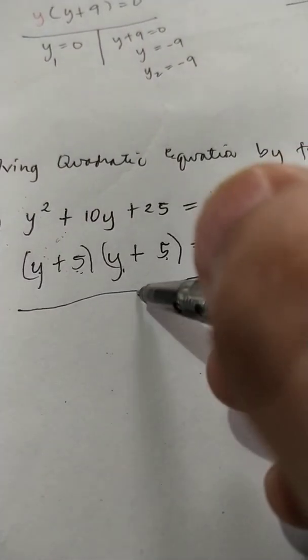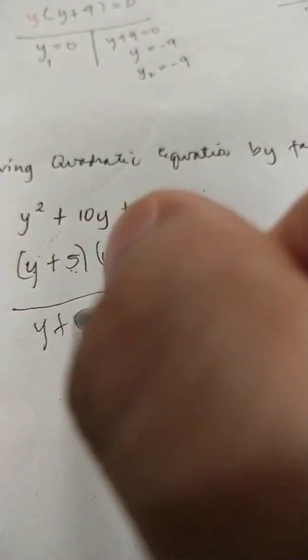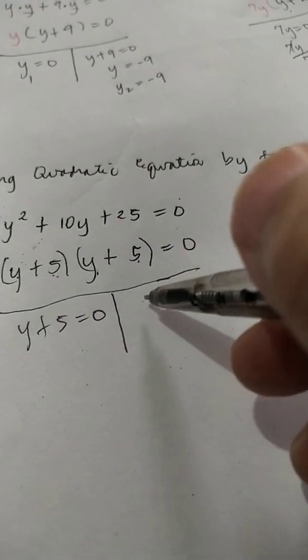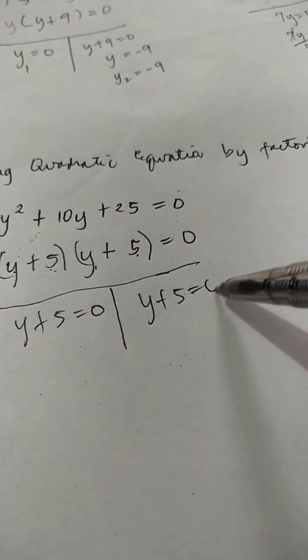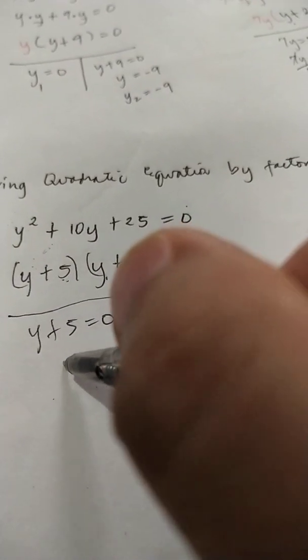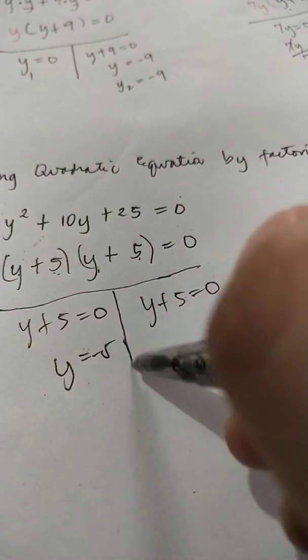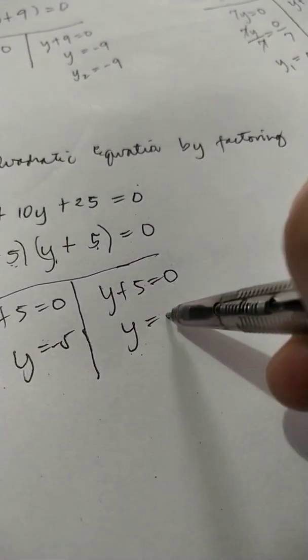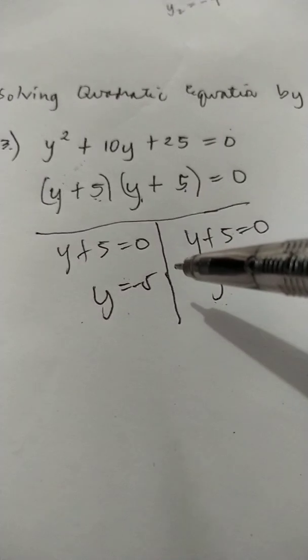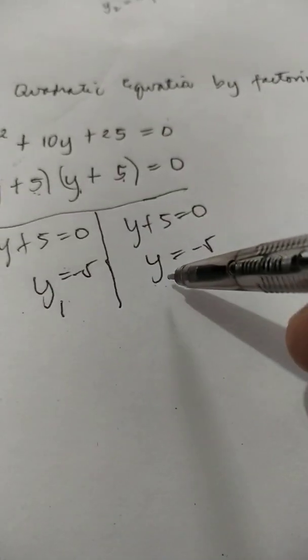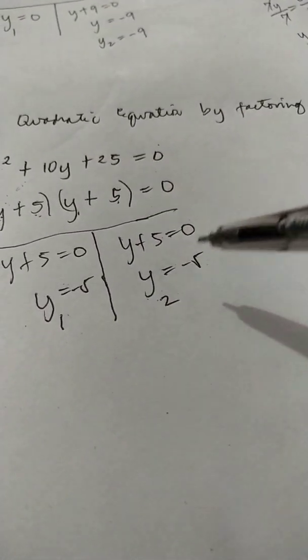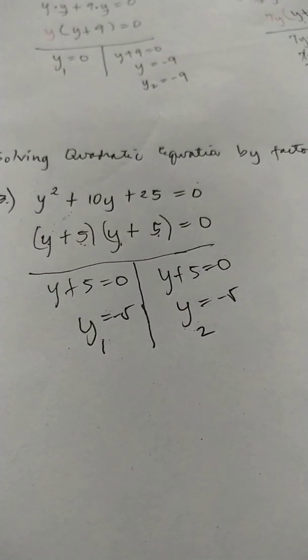So, we equate each factor to 0. Y plus 5 is equal to 0. Y is equal to negative 5. So, y sub 1 is negative 5 and y sub 2 is negative 5.